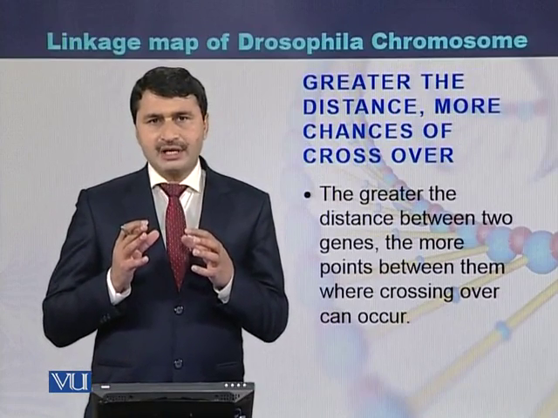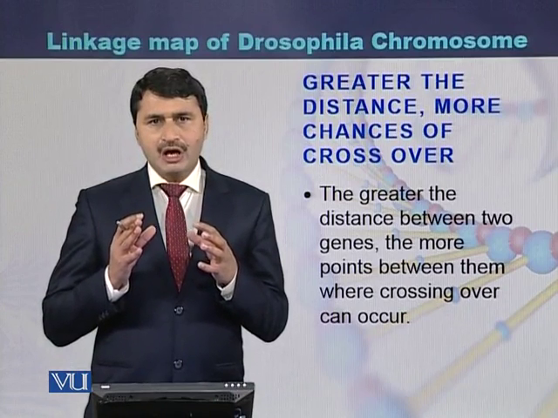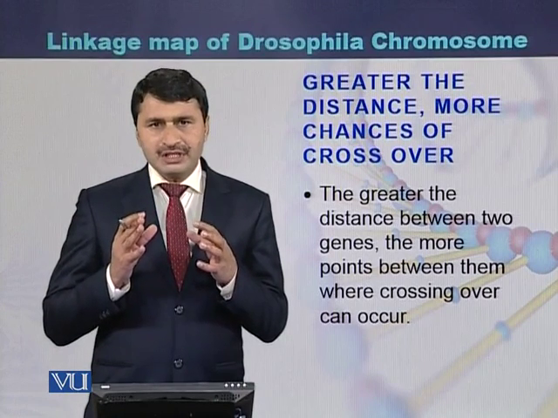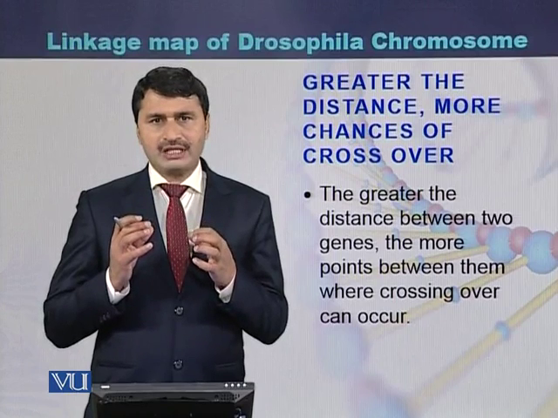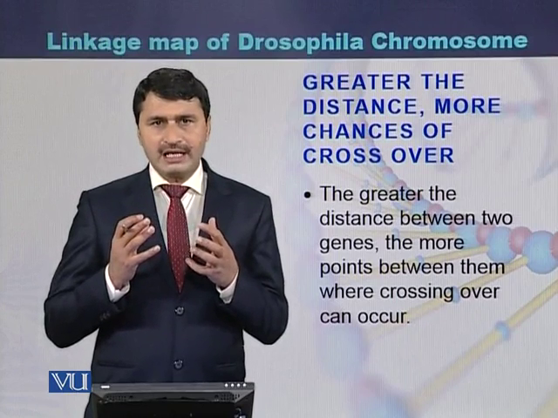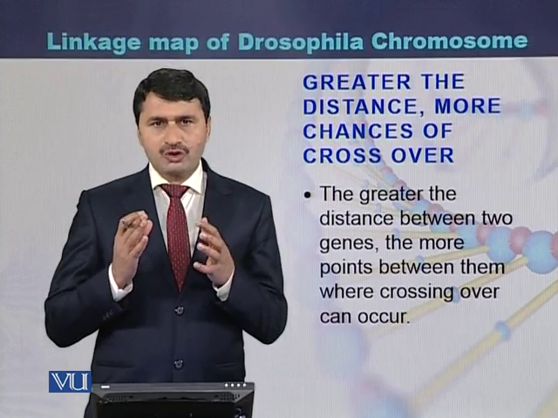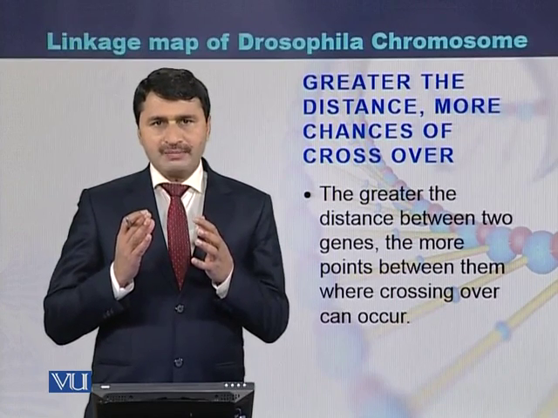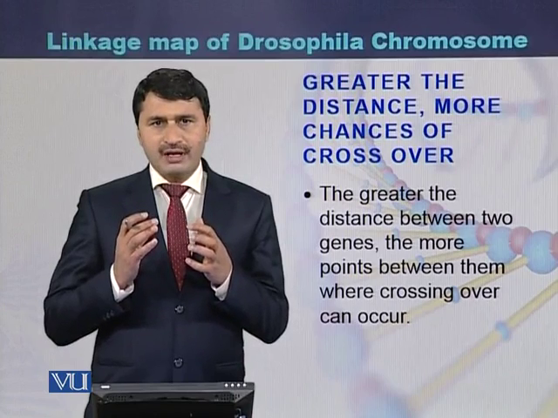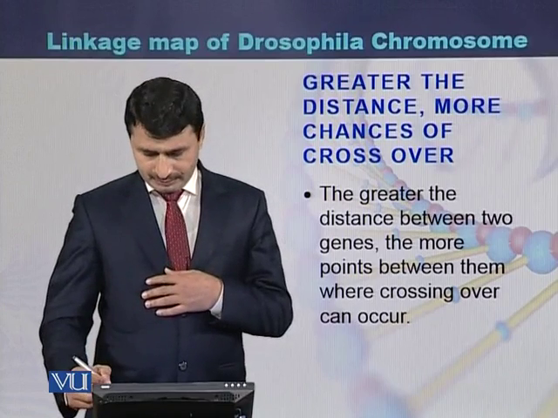The greater the distance between two genetic markers or two genes, the higher the frequency, while on the other hand, if the genes are close to each other, the frequency of recombinant offspring will be less.